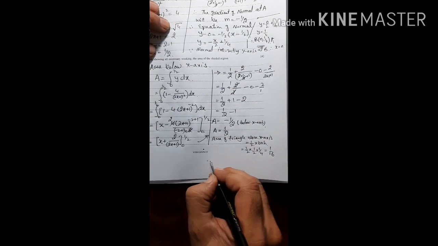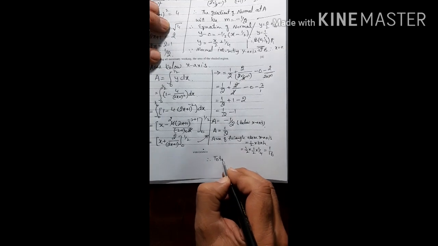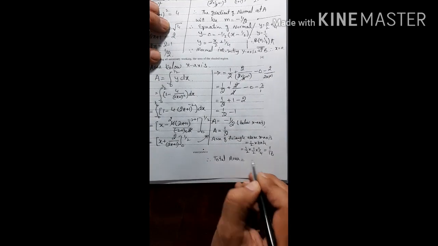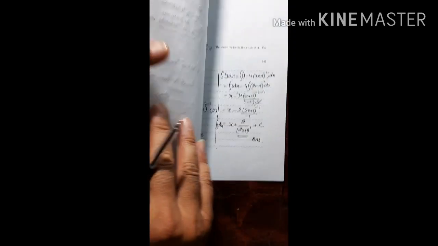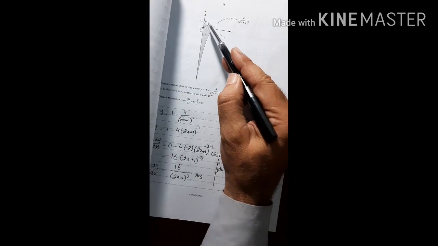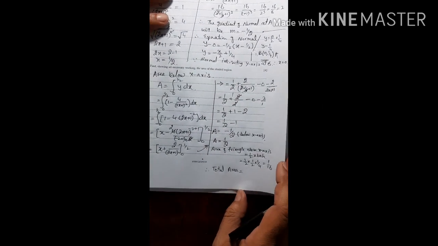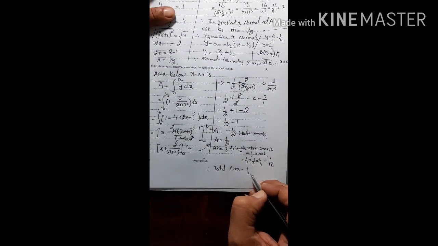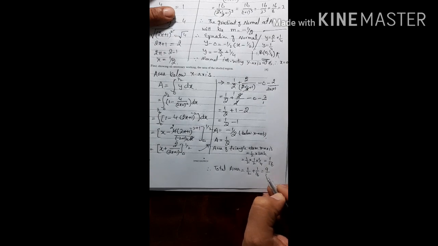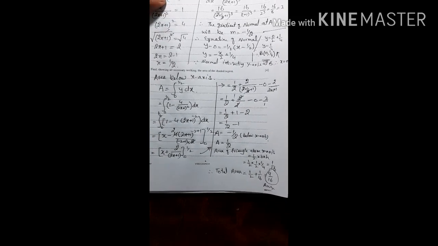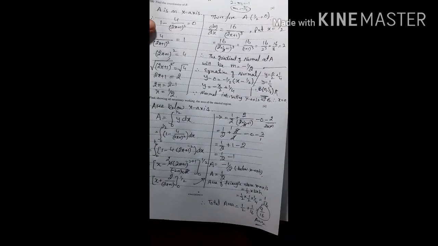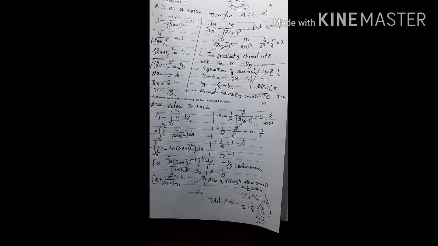Therefore, the total area is this area plus this area. So the area below the x-axis is 1 over 2 plus the area above the x-axis is 1 over 16, which becomes 9 over 16. So this is our final answer. So this was the paper 1-2, October-November 2019.